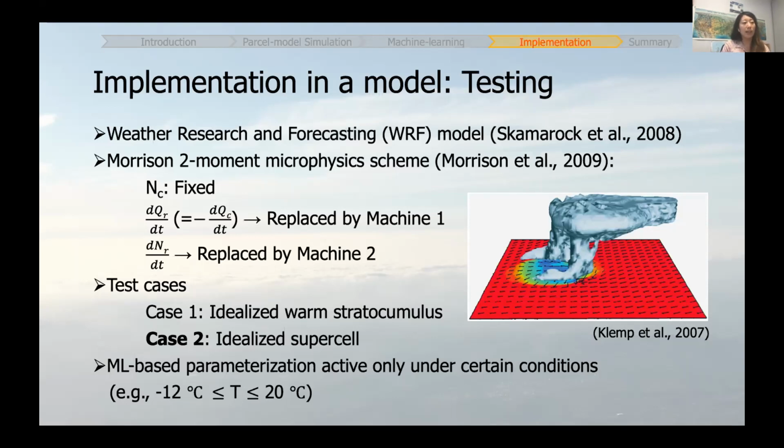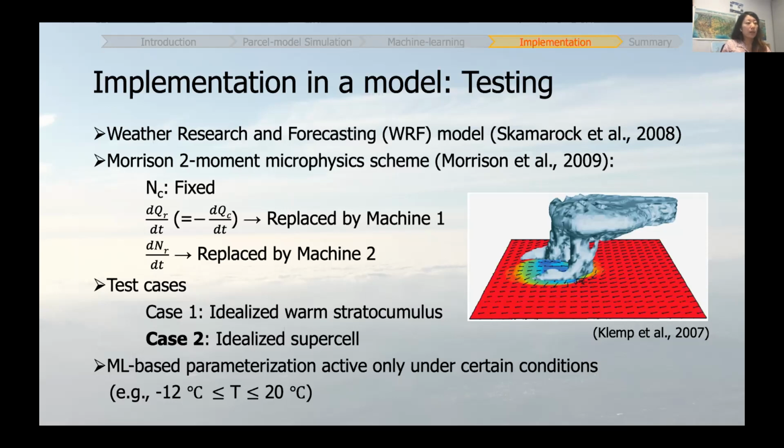Case 1 is idealized warm stratocumulus clouds, and case 2 was an idealized supercell storm that is schematically shown by this figure by Klemp et al. 2007. But today I'm going to be mainly talking about case 2 because I haven't finished analyzing the results from case 1. The distinction between the 2 cases is that case 1 is only warm cloud processes. There's no ice phase involved, whereas case 2 involves all the processes.